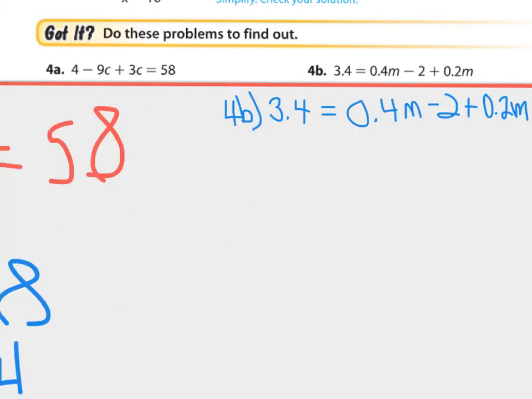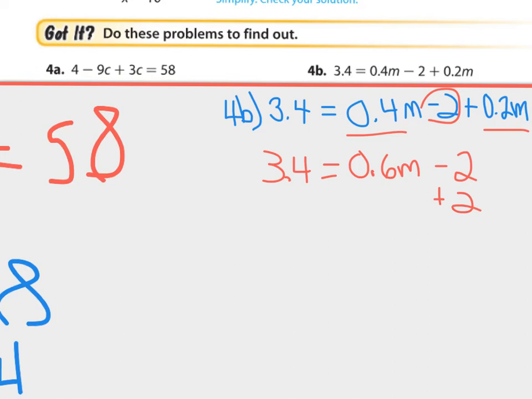Now we have 4b. 3.4 equals 0.4 m minus 2 plus 0.2 m. Again, let's find our like terms to simplify this equation a little bit more. And we have 0.4 m plus 0.2 m is going to give me 0.6 m. And I keep my minus 2, my constant, and that all equals 3.4. Okay? Now I need to do reverse order of operations. Add 2 to both sides to get rid of that negative 2. And on this side I get 5.4.